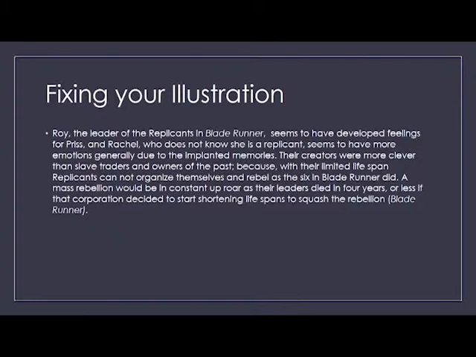Roy, the leader of the replicants in Blade Runner, seems to have developed feelings for Pris and Rachel, who does not know she is a replicant, seems to have more emotions generally due to her implanted memories. Their creators were more clever than the slave traders and owners of the past, because with their limited lifespan, replicants cannot organize themselves and rebel as the Six in Blade Runner did. A mass rebellion would be in constant uproar as their leaders died in 4 years or less if that corporation decided to start shortening lifespans to squash the rebellion.